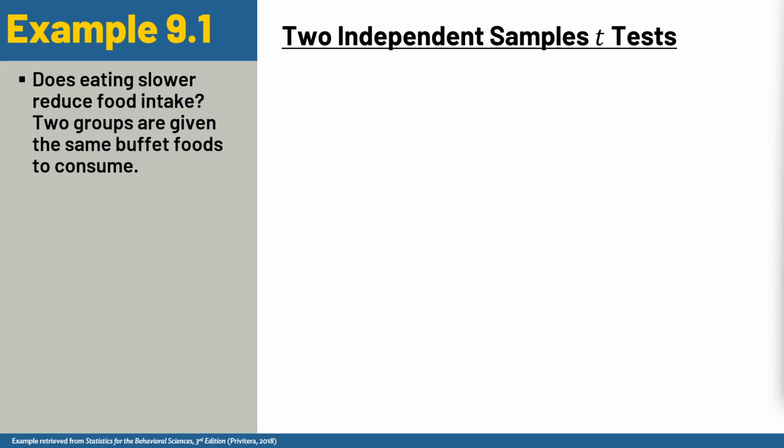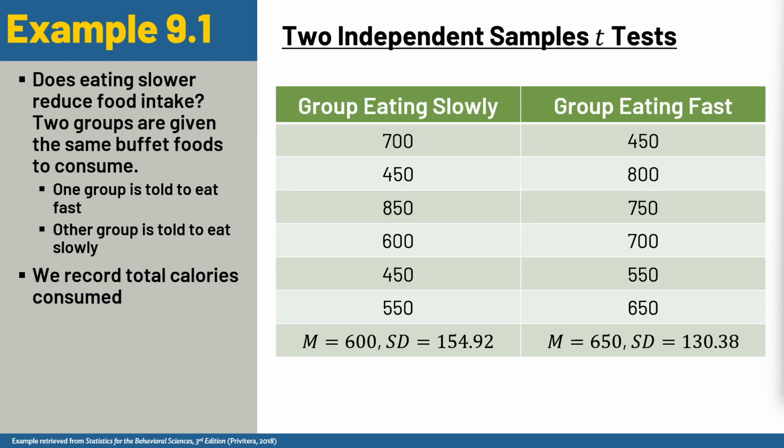So let's say we test this and we take people to a buffet and we give them all access to the same buffet foods. One group is told to eat fast, and the other group is told to eat slowly. Very basic test of this. They can eat all they want, and the only difference is whether they're told to eat fast or slow. And so we record the total calories consumed.